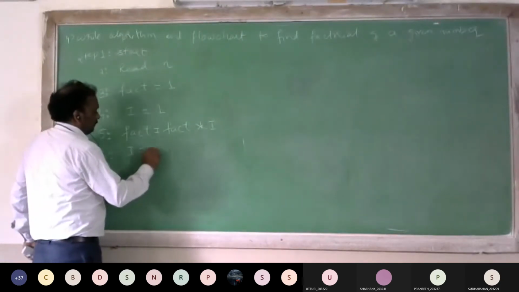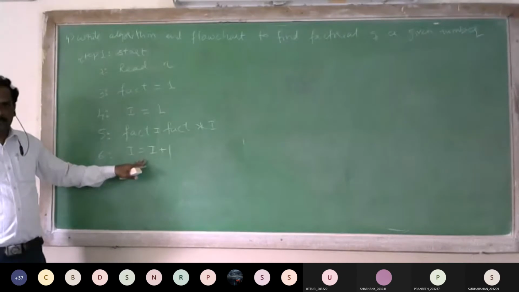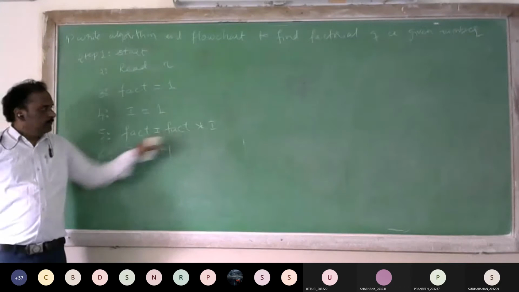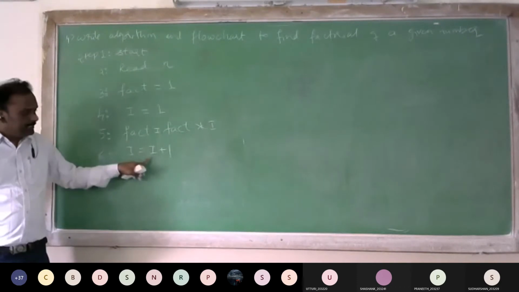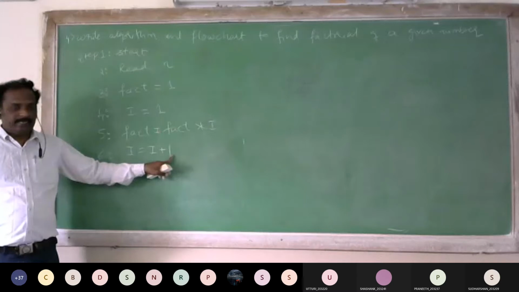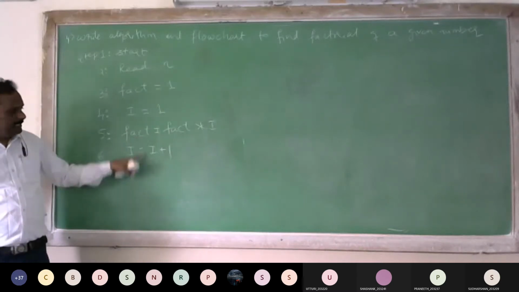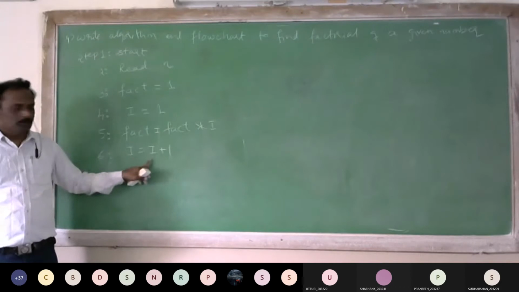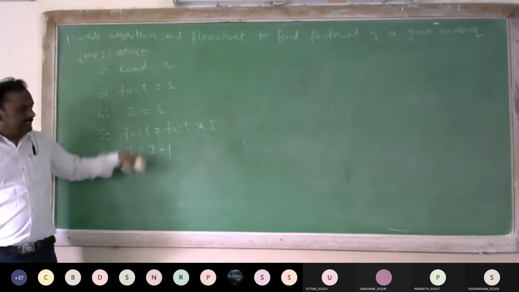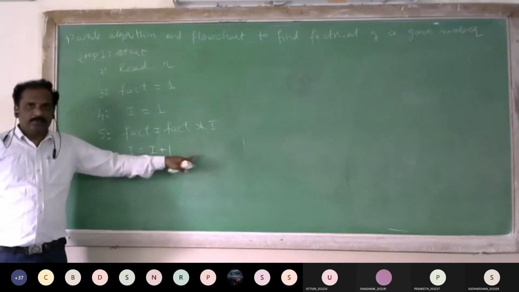I is equal to I plus 1. Now I have got the next number. Again calculate the factorial. Now what is the current value of factorial? It is 1. 1 into 2, it will be 2. Again increase the value of I. Get the third number: 2 plus 1, 3. Now 2 into 3, 6. Get the next number: 3 plus 1, 4. 6 into 4, 24. You repeat these statements until I is less than or equal to n.